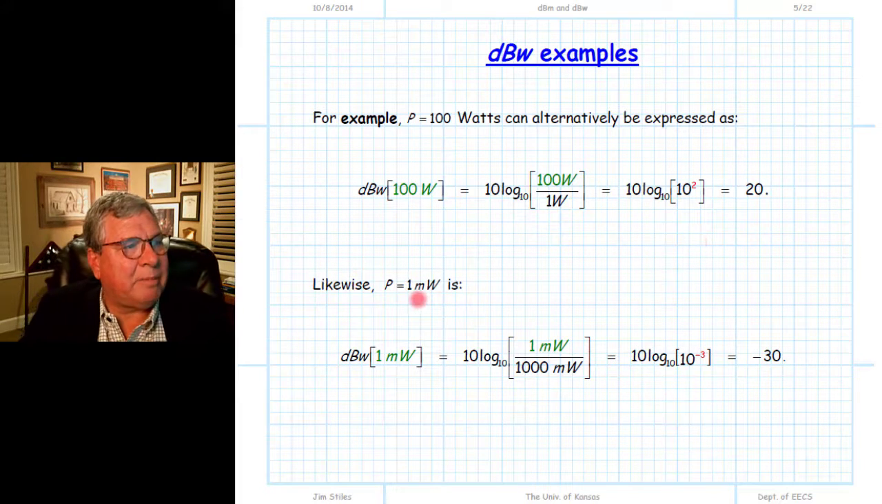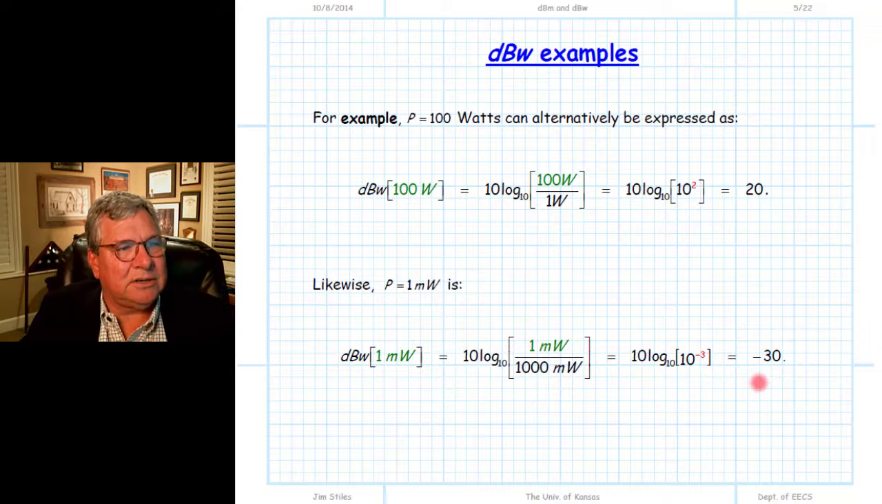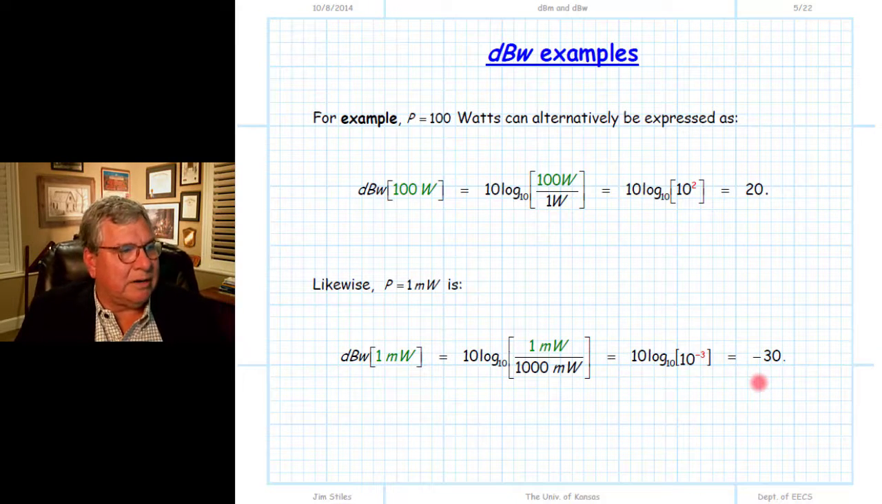Or let's say we have a power of 1 milliwatt. Well, we take 1 milliwatt and we divide by 1 watt. Well, 1 watt is 1,000 milliwatts. We need to make sure that we have the same units on numerator and denominator so we can cancel them out. 1 divided by 1,000 is 10 to the minus 3. Again, we pull the minus 3 out front. 10 log 10 of 10 is equal to 10. We multiply that by minus 3, and our result, therefore, in the dBw operator is minus 30.